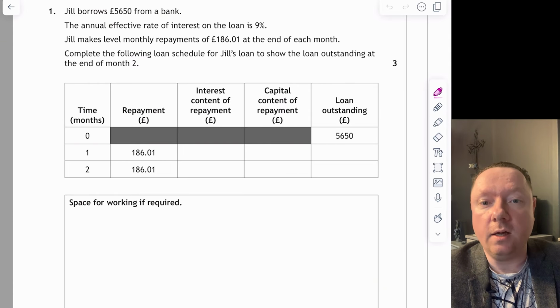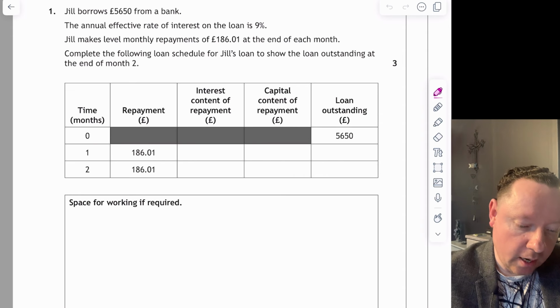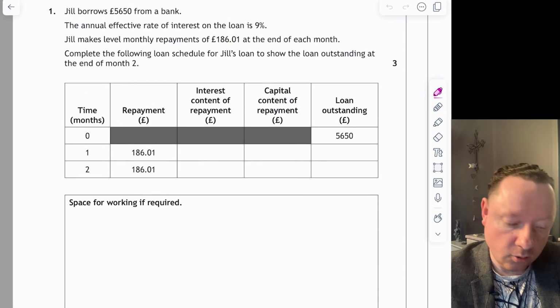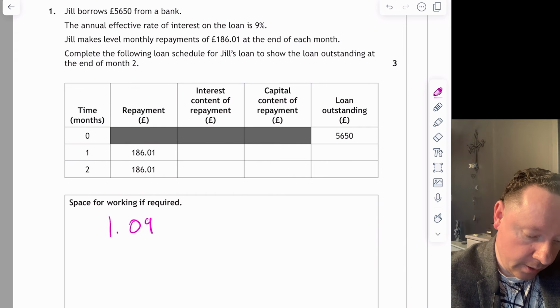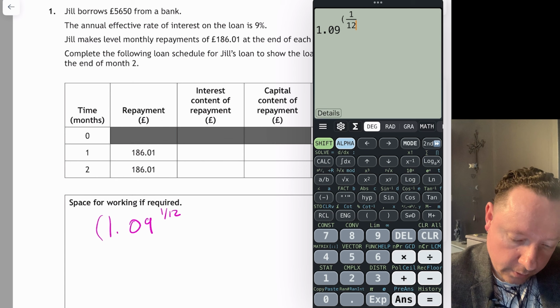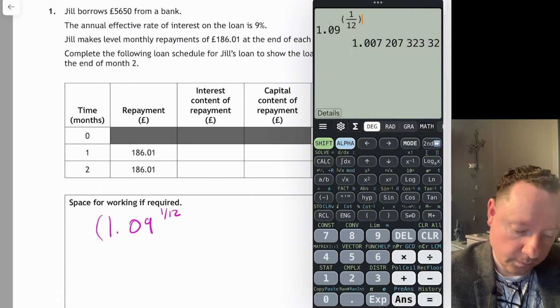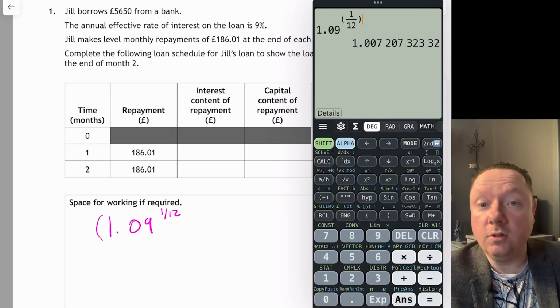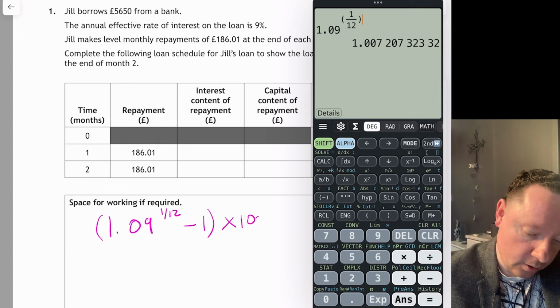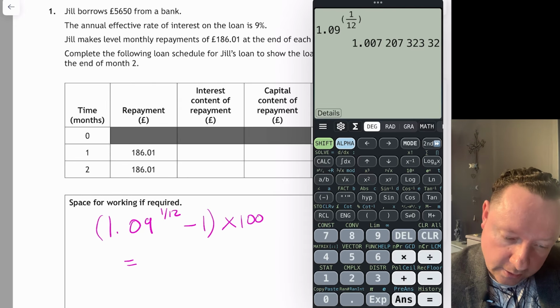So first of all, we need to work out the monthly interest. So we turn that 9% into 1.09, 100 plus 9 divided by 100. And it's the power of 1 over 12 because it's 1 month. So if I do that in a calculator, you'll see that I get 1.09 to the power of 1 over 12. That's 1.0072. So we then need to take away the 1 and times by 100 to change it back to a percent.